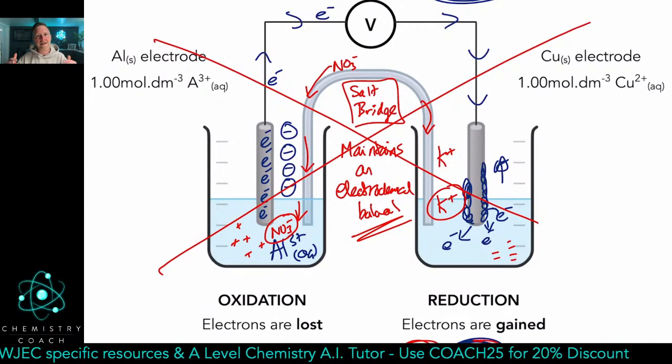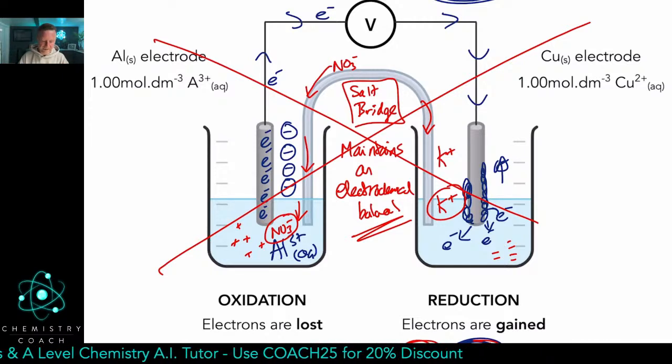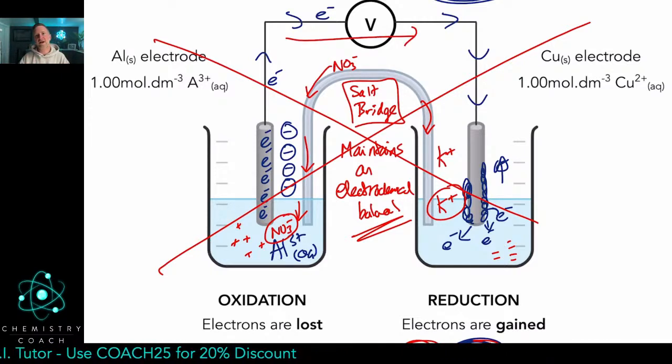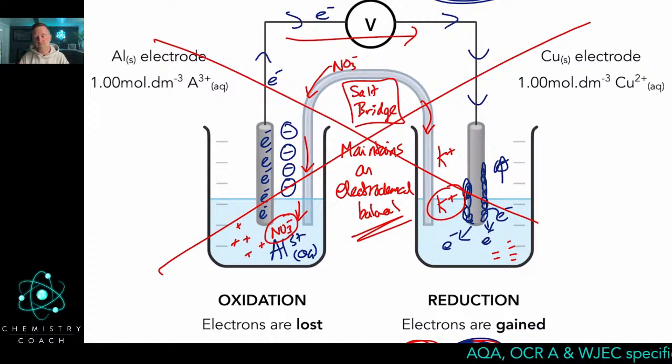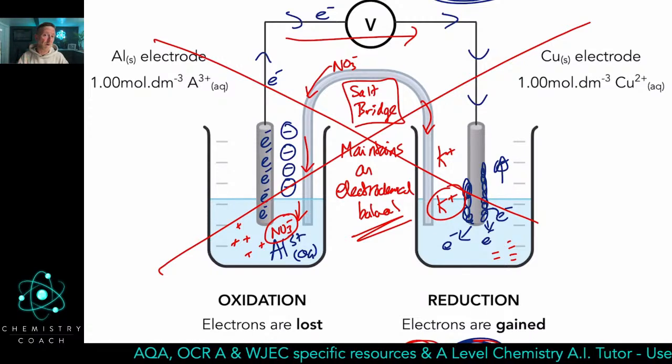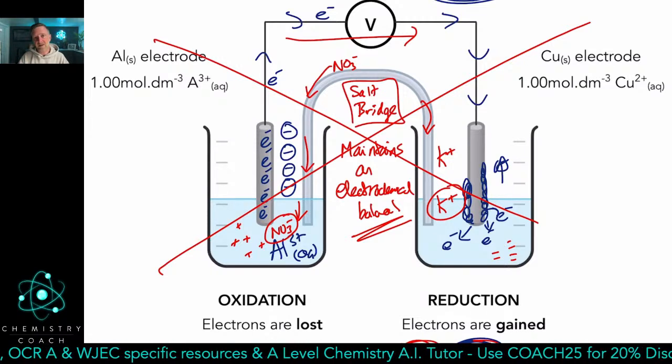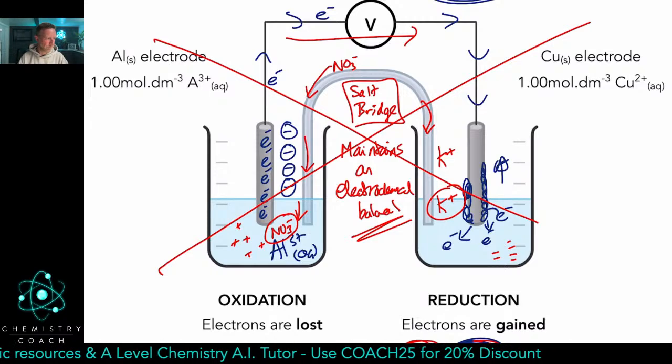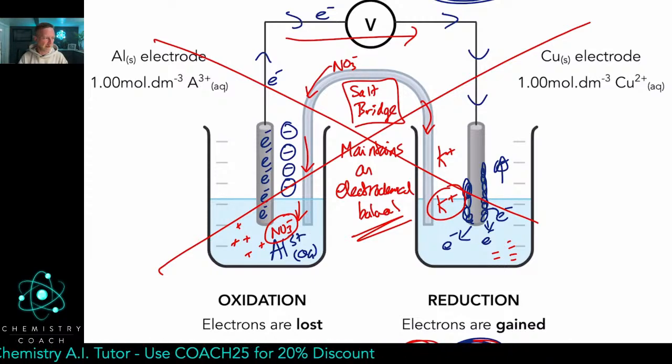Because we need to maintain that electrochemical balance. We're getting a current through here. It's a battery after all. We need to generate a current to make the device work. But if our salt bridge runs out here in this sense, then the electrochemical balance can't be maintained and the cell basically just stops. Okay, basically just stops.